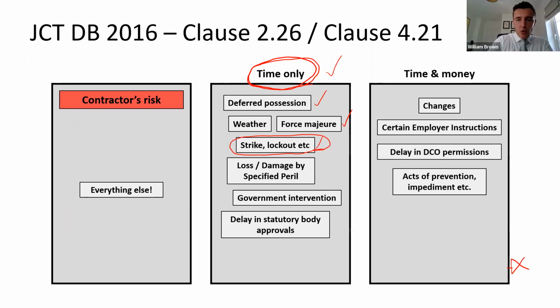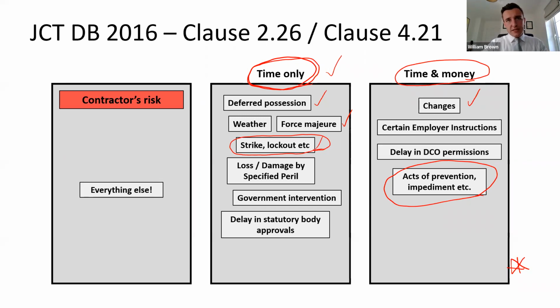On the other side of that coin, we have the time and money events, such as changes, variations, to use the standard building terminology, certain contractor or employer instructions, delay and development control, acts of prevention by the employer or employer's persons. So again, there are certain events that will entitle a contractor to money under the JCT, but generally speaking, it prefers to give time. Getting time and money is slightly more difficult.